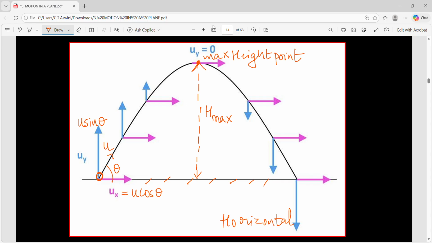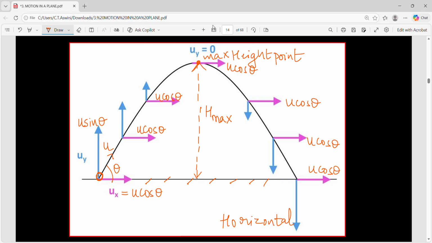Okay. And observe this pink color arrows. What do they represent? They represent x component of initial velocity. And at every point it is same, right? At every point along x-axis initial velocity is same. It is u cos theta at every point. That means wherever you take for a projectile motion, the x component of initial velocity is same. It is u cos theta at any point.